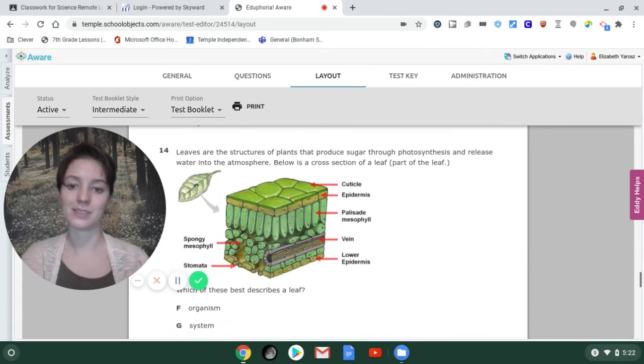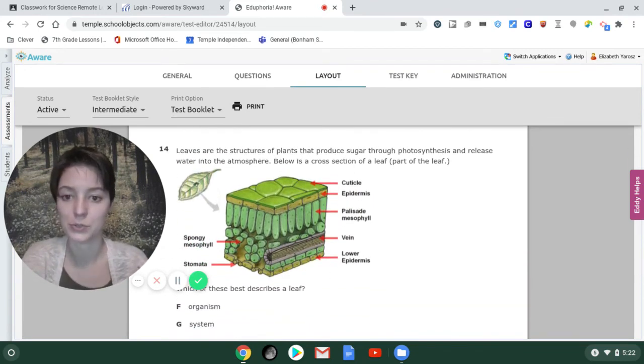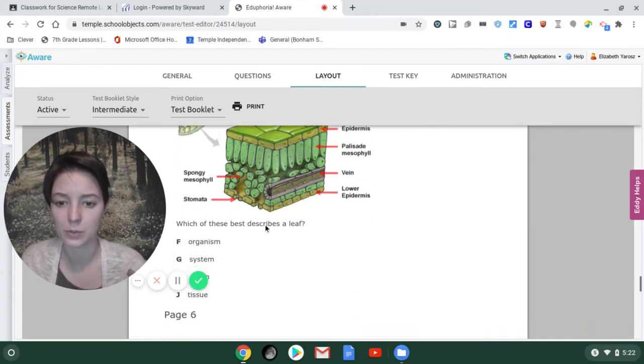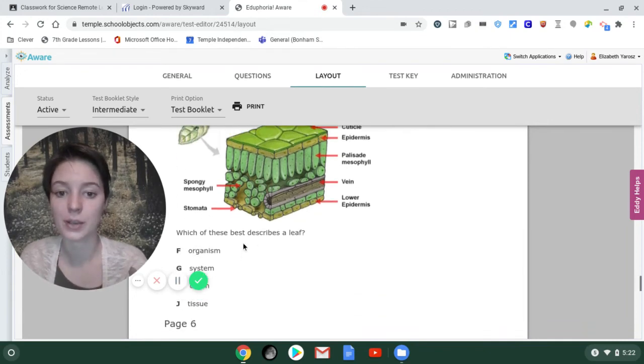Now 14, this is a difficult one. A lot of students had issues with it. Leaves are the structures of plants that produce sugar through photosynthesis and release water into the atmosphere. Below is a cross-section of a leaf or part of a leaf. So if this is part of a leaf and that is a whole leaf, then wait, what's our question? Which of these best describes a leaf?